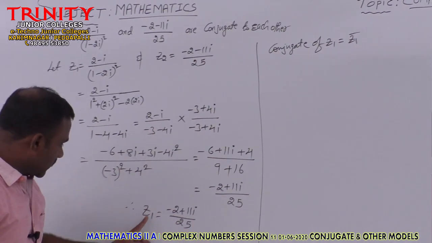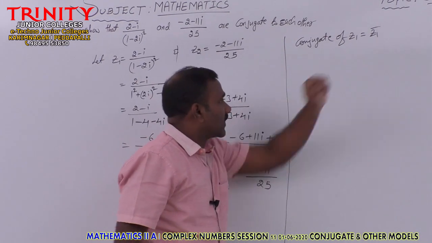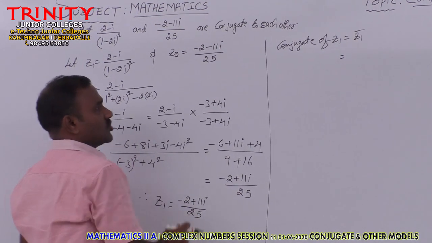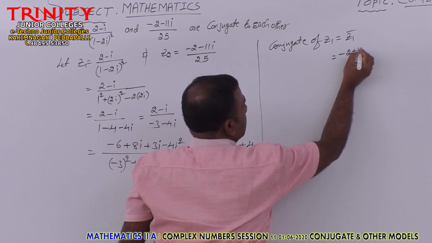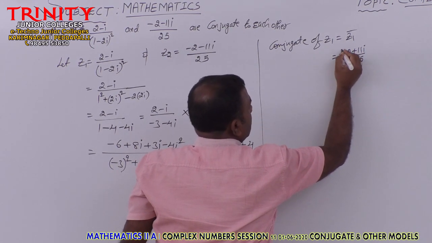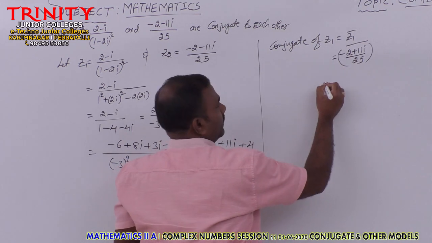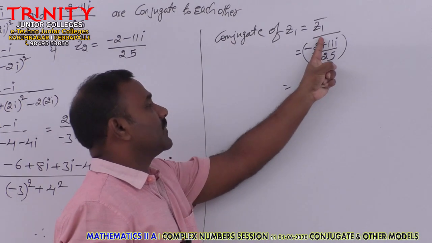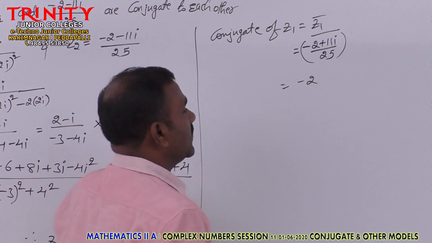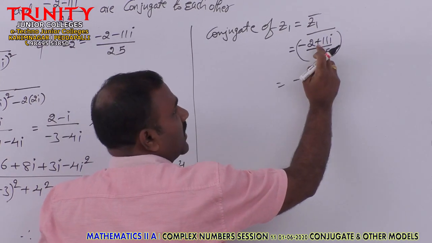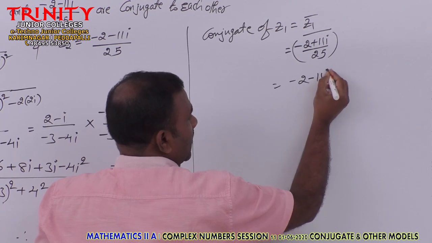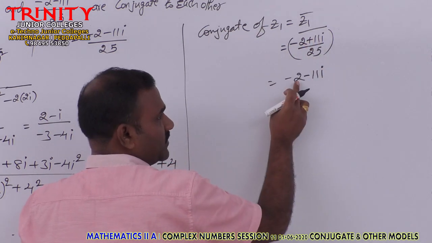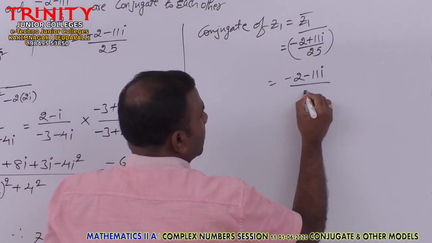Z1 bar. The conjugate of the complex number Z1 is Z1 bar. Therefore, Z1 bar is the conjugate of (minus 2 plus 11i) by 25. Minus 2 bar is nothing but minus 2. If we take the conjugate, there is no change in the real part. Now the sign of the imaginary part changes. Plus 11i becomes minus 11i. A plus ib becomes a minus ib. Then it becomes (minus 2 minus 11i) divided by 25.